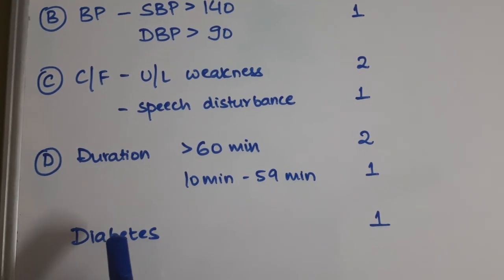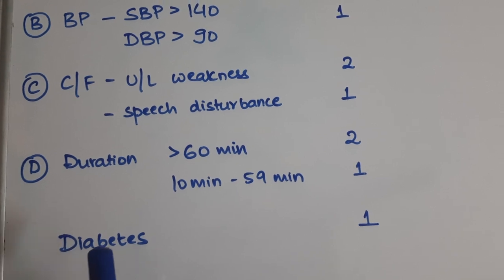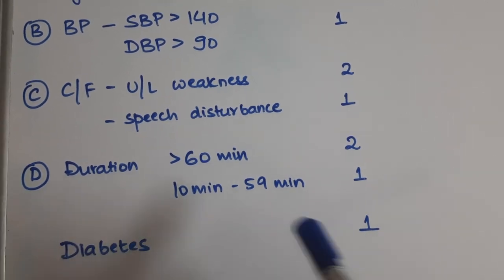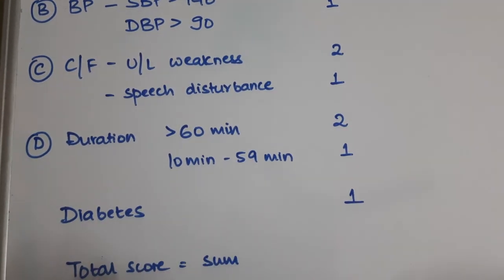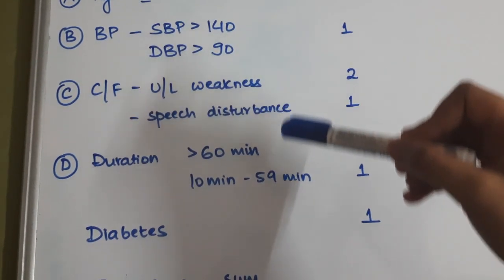The second D is diabetes mellitus. If the patient is positive for diabetes mellitus, then we give it a score of 1. And the total score is calculated by the sum of all of these factors.